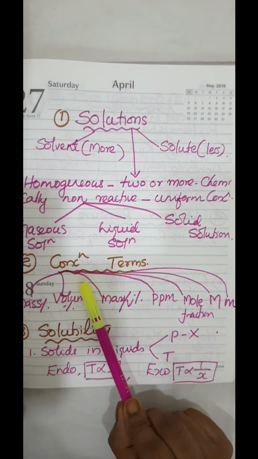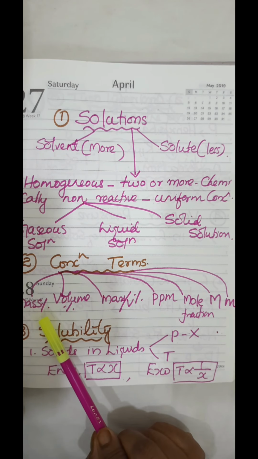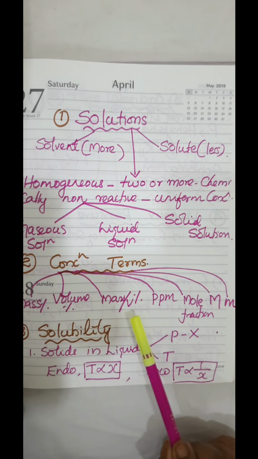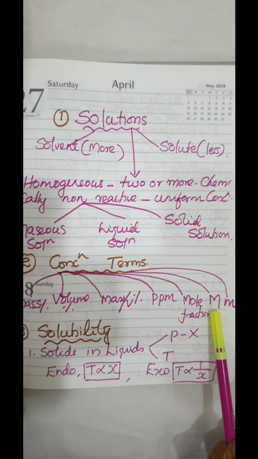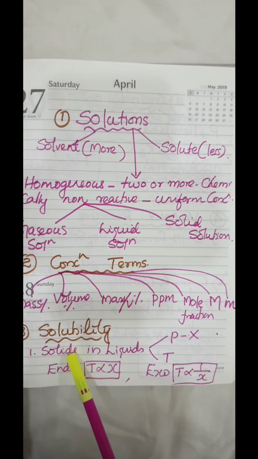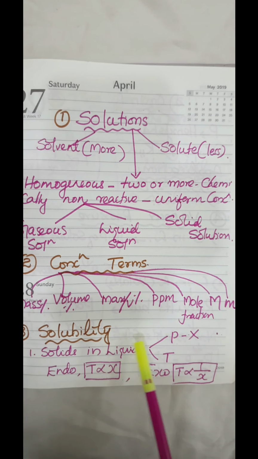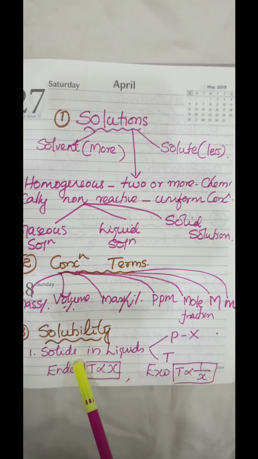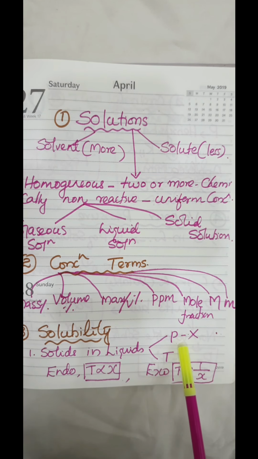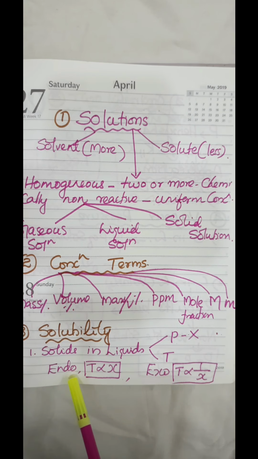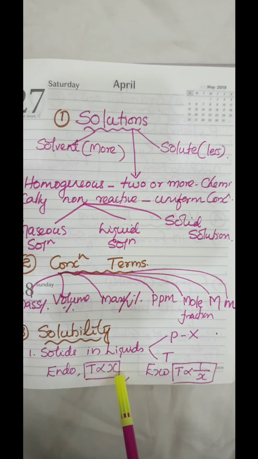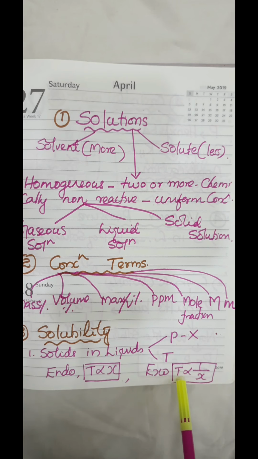The second heading is concentration terms. They are mass percentage, volume percentage, mass by volume percentage, parts per million, mole fraction, molarity and molality. The third heading is solubility. First, solids in liquids: pressure has no effect, but temperature has an effect. If the process is endothermic, solubility and temperature are directly proportional. If it is an exothermic process, temperature and solubility are inversely related.